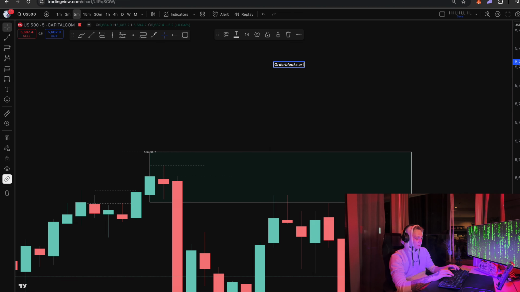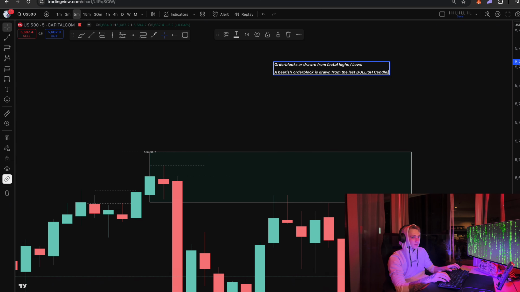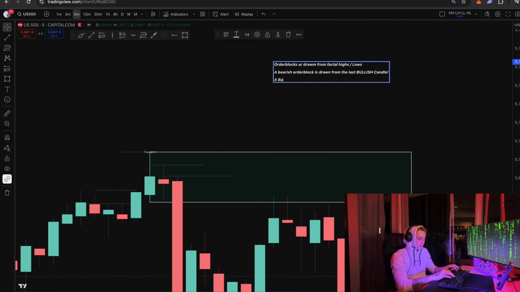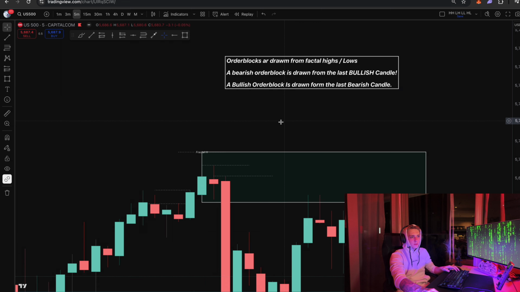order blocks are drawn from fractal highs and lows. A bearish order block is drawn from the last bullish candle. Okay, this is important. A bullish order block is drawn from the last bearish candle. So it's somewhat the opposite. Literally, order blocks are drawn from fractal highs and lows. So we've got a fractal high here. A bearish order block is drawn from the last bullish candle.